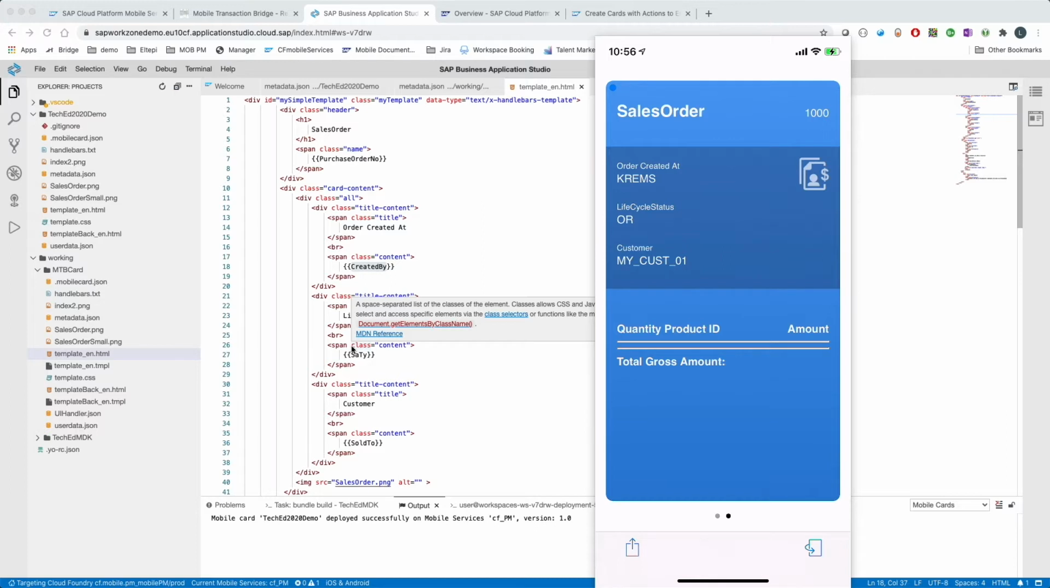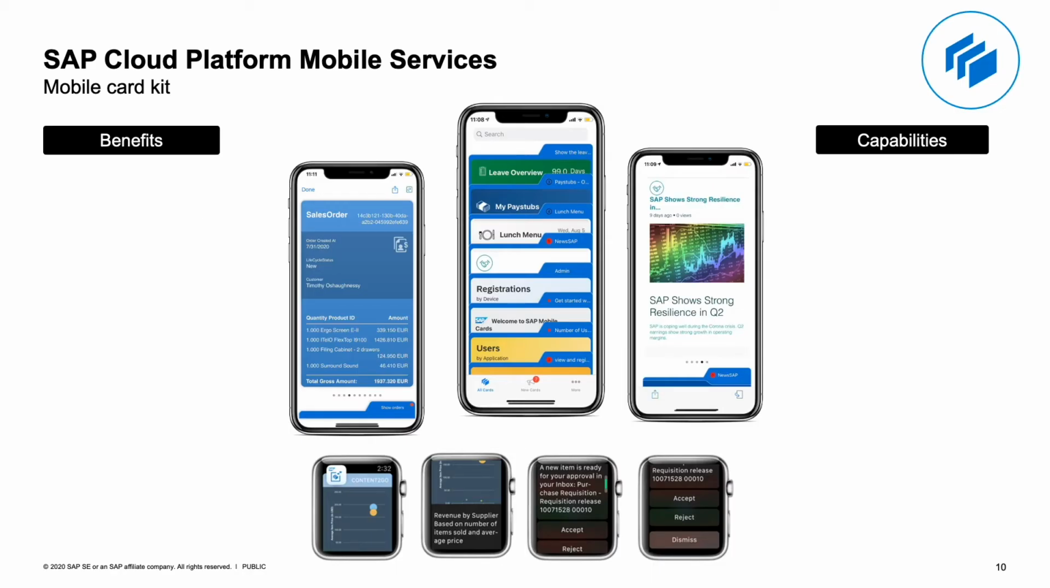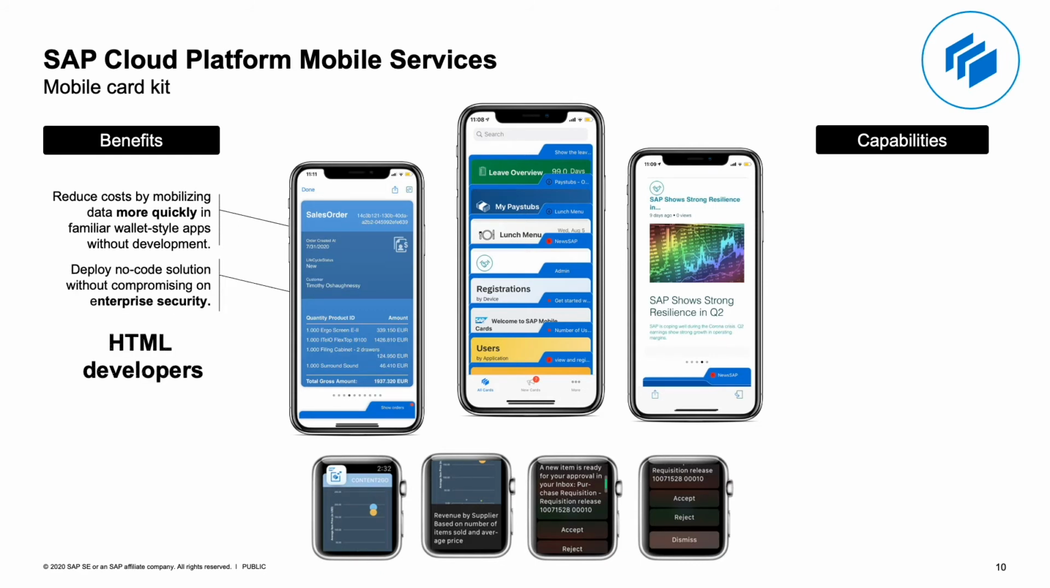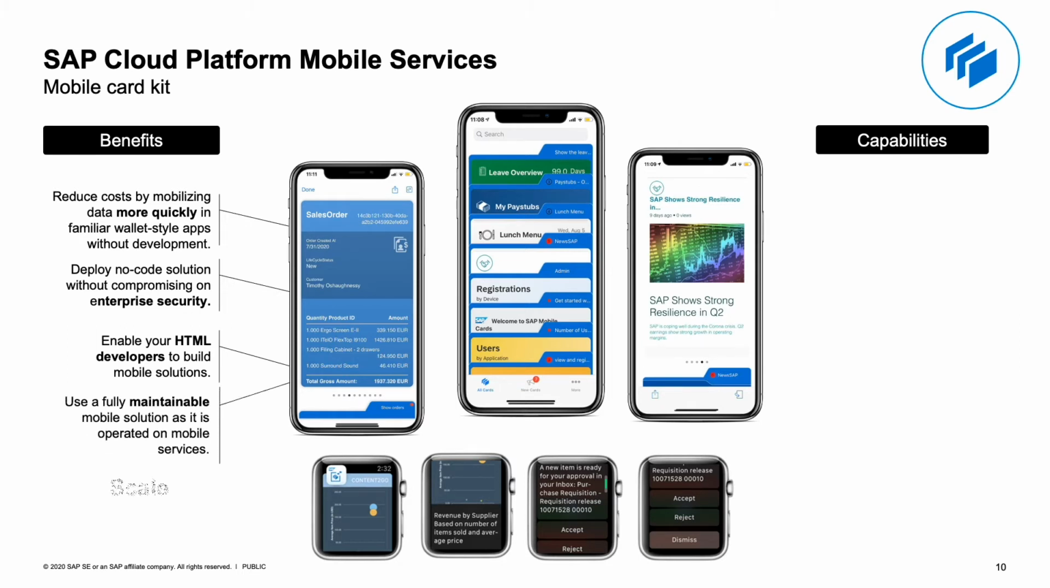And this is how fast you can mobilize data, not just out of standard service layer. You can also, via the mobile transaction bridge, tap into ABAP systems and present that data on a mobile device. SAP Mobile Cards enable you to quickly mobilize your enterprise data without compromising on security. And with our tools, you can leverage your HTML skills to build mobile solutions really fast. And since it's built on mobile services, it's maintainable and scalable.